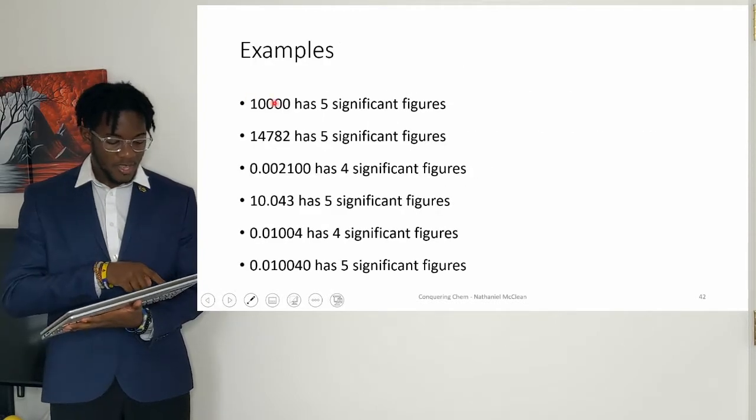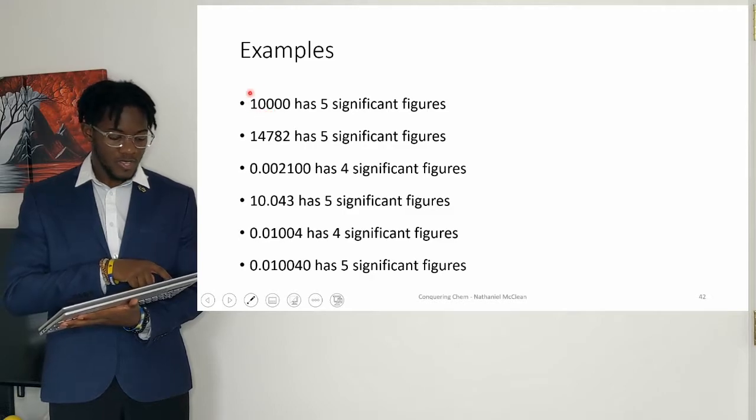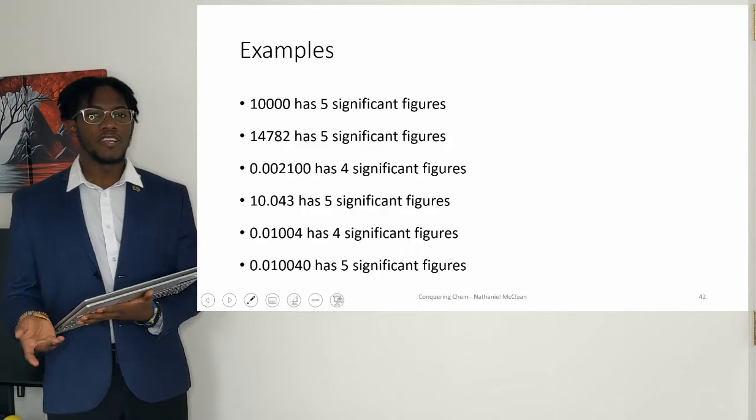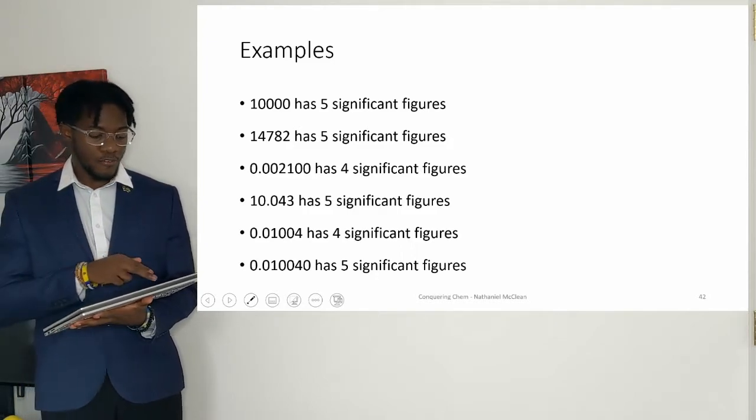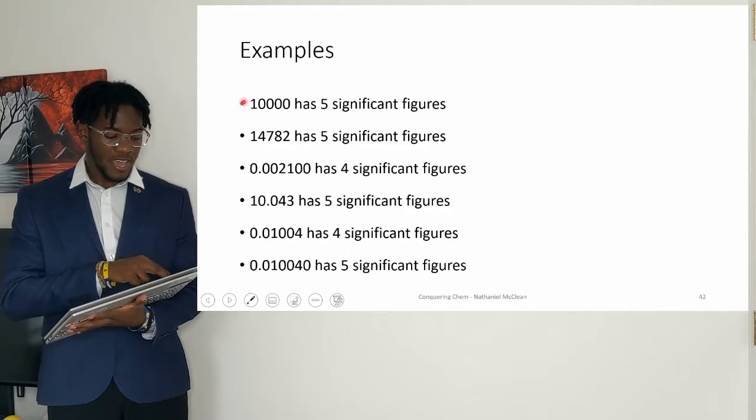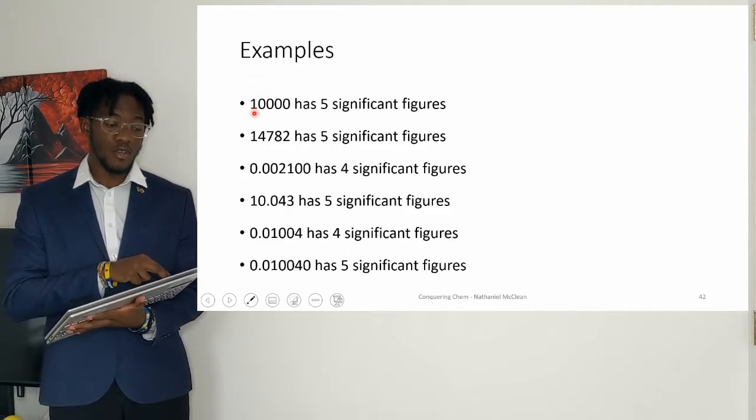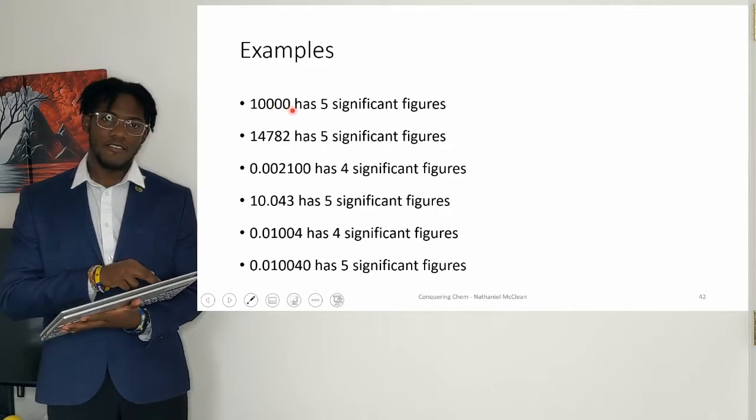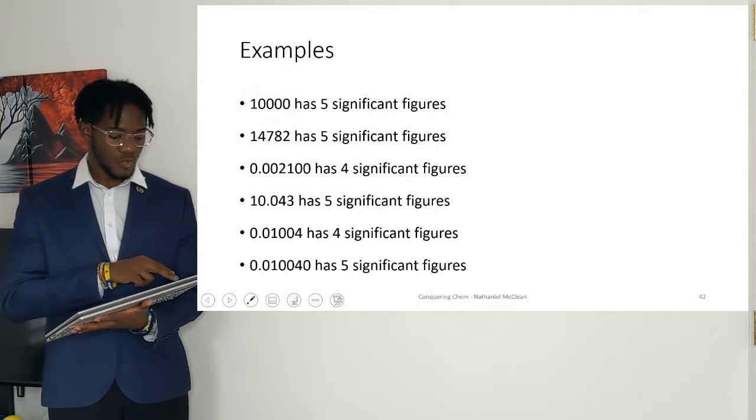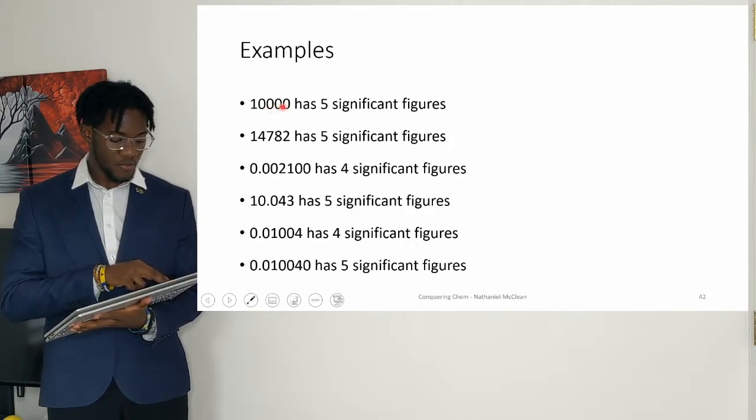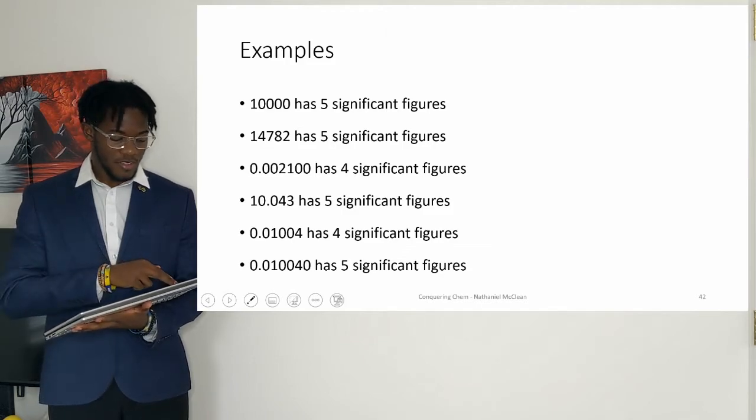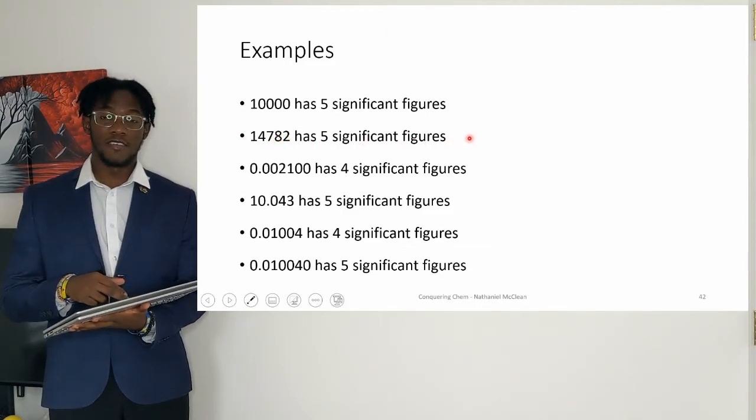So the first example has the number 10,000. We know that 10,000 has 5 digits, 1 and then 4 zeros, but how many significant figures are there? Now there are 5 significant figures because the first number all the way to the left is an integer, so that starts our count. And all the zeros after that are following the integer, meaning that those are also significant. So we have 1, 2, 3, 4, 5 significant figures. In the next example, we have something very similar. We have 5 digits, 5 significant figures.